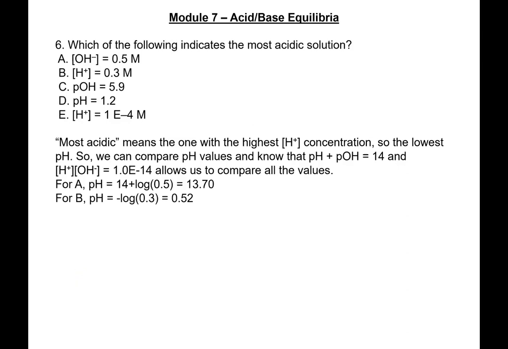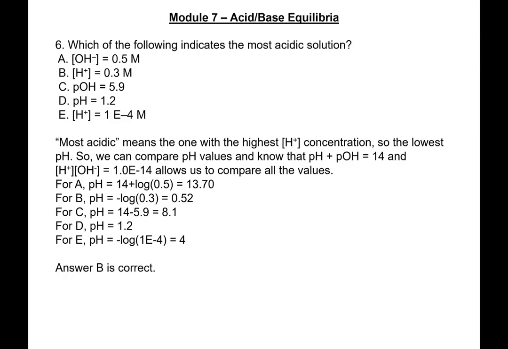All right, for B, I just take the negative logarithm of 0.3, I get 0.52. For C, pH is just 14 minus the pOH, or 8.1. D is already in pH units. And for E, I've got to take the negative logarithm of 1e minus 4, and I get 4. So now everything is in the same units of pH, and I can compare them, and I see that answer B is in fact the strongest acid, because it has the lowest numerical value of pH.